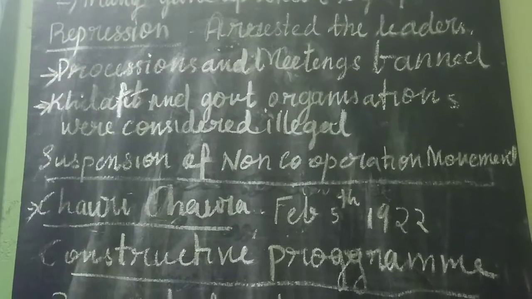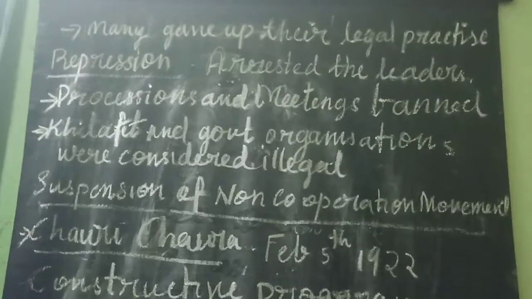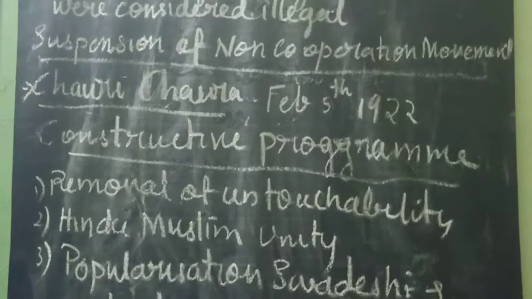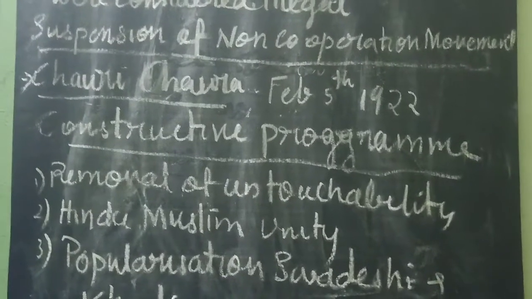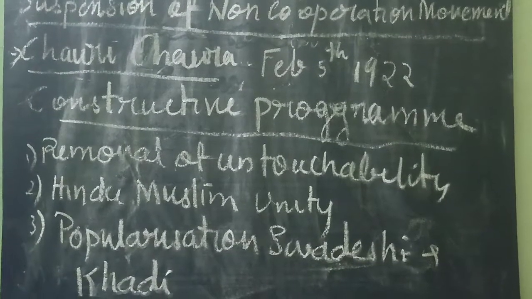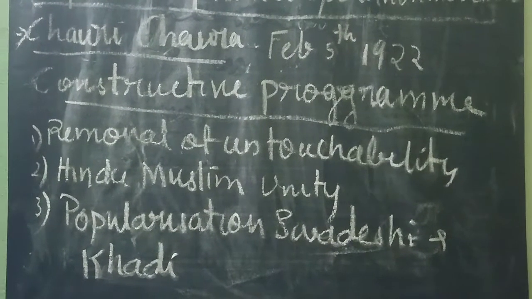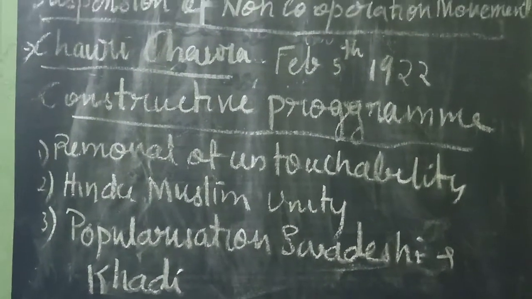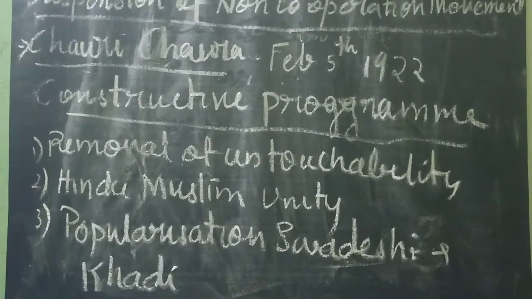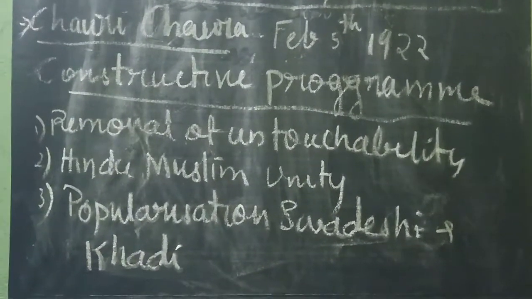Okay, Gandhiji's non-cooperation movement was suddenly withdrawn by Gandhiji himself for a certain reason. What was that reason? The Chauri Chaura incident. Because of the Chauri Chaura incident, on February 12, 1922, Gandhiji withdrew the non-cooperation movement. Now see, which incident caused the suspension of the non-cooperation movement? The Chauri Chaura incident. What is this Chauri Chaura incident?